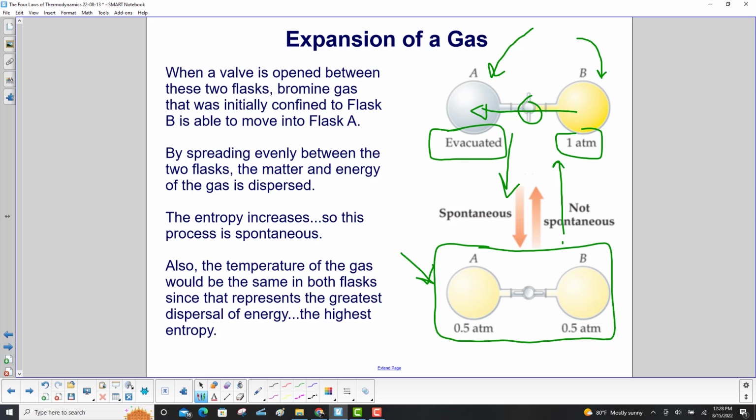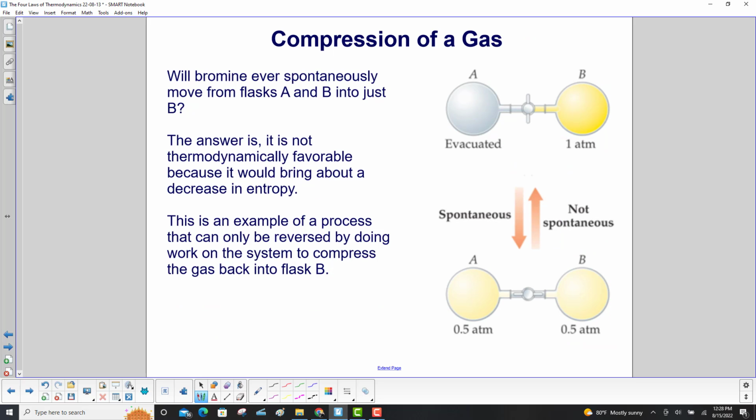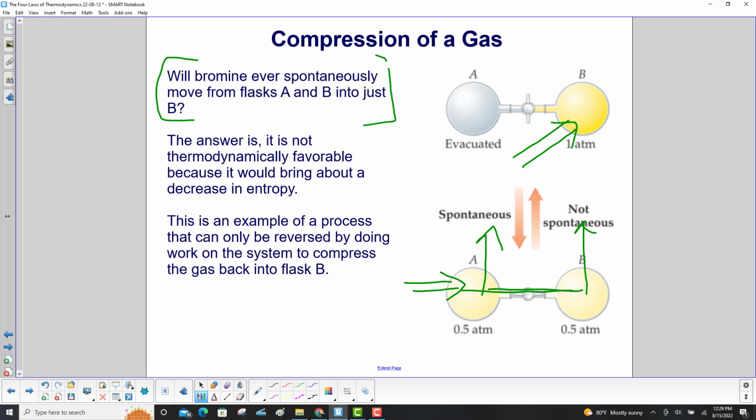That just won't happen. So the question that was actually just answered: will bromine ever spontaneously move from flasks A and B into just B? So will it ever go this way? Gas coming here, and then it all gets concentrated back in B. The answer is it's not thermodynamically favorable because it would bring about a decrease in entropy. This is an example of a process that can only be reversed by doing work on the system to compress all this gas here, maybe put a big fan there, and blow it all back into B.